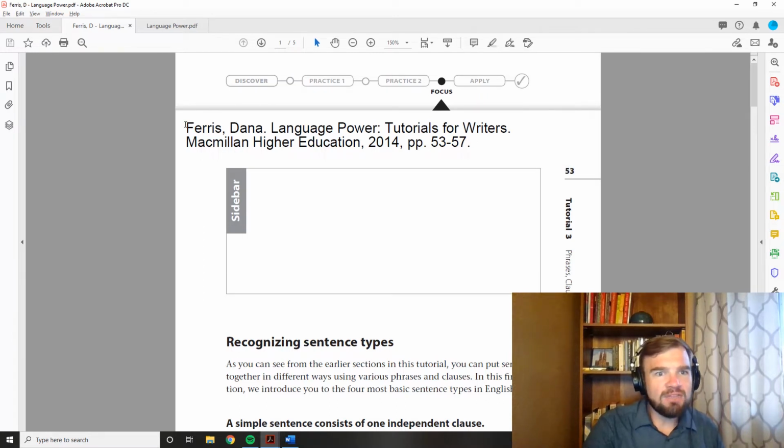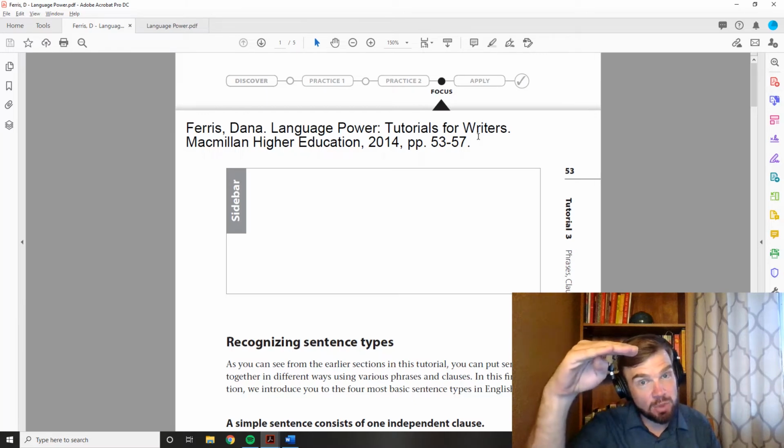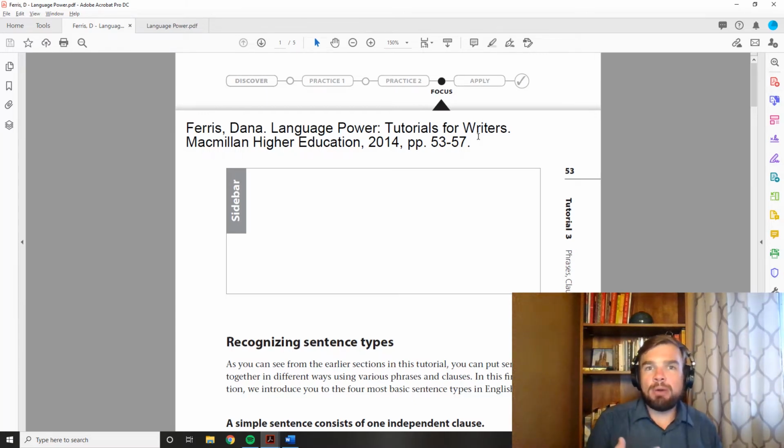Okay? So we are going to read just a few pages, as I said, starting on page 53 in Language Power. And again, if you want more information, this is an MLA citation. You'll learn a lot more about this in 315, 325, English 300. You'll learn a lot more about MLA citation, but this is the full publishing information for this textbook and where these few pages come from, okay?